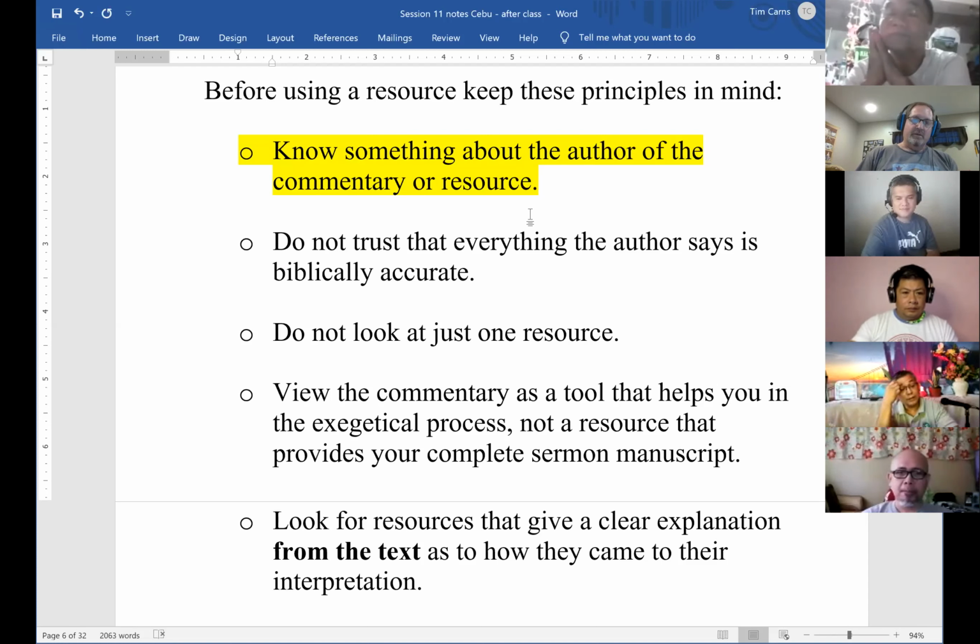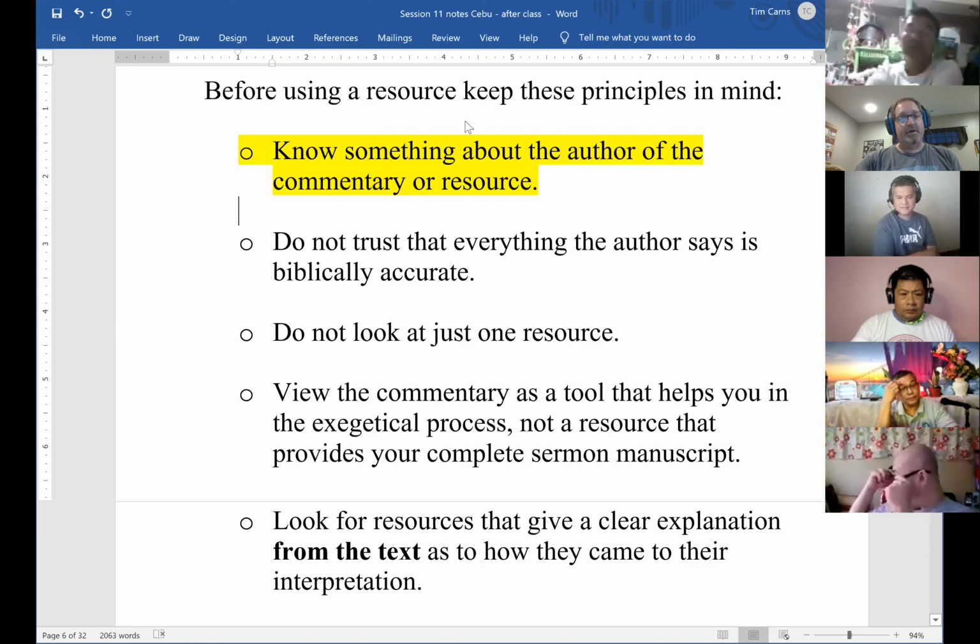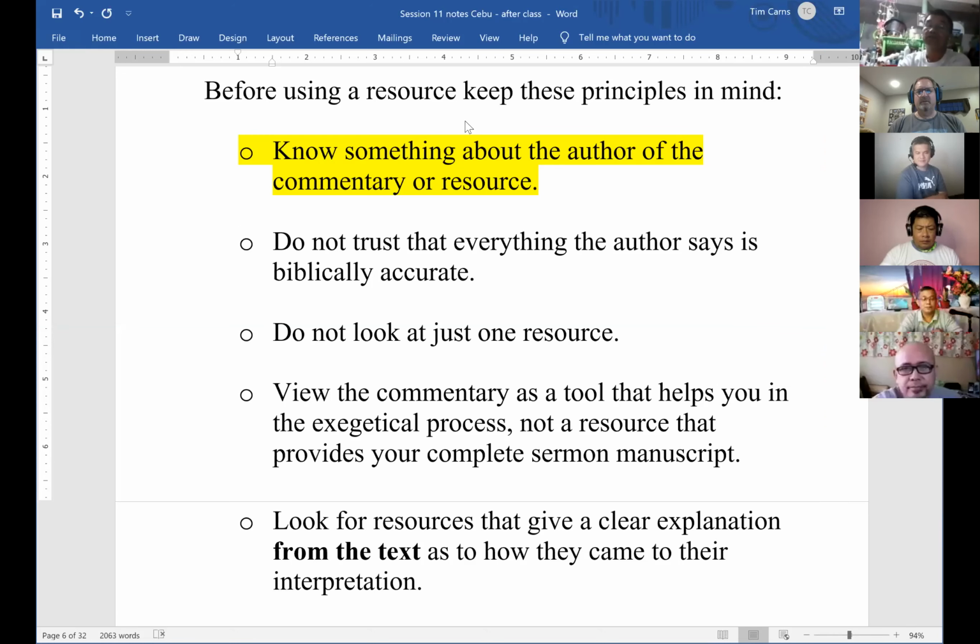So, try to investigate a little bit about the author, and also you can ask other men that you trust, that are solid. Say, hey, I'm studying Psalm 99 right now. Do you have any commentators or pastors, preachers that you found helpful, that you trust? So that's a way you can get other input from other men that you trust, who they listen to, who they get their information from. But really know something about the author.